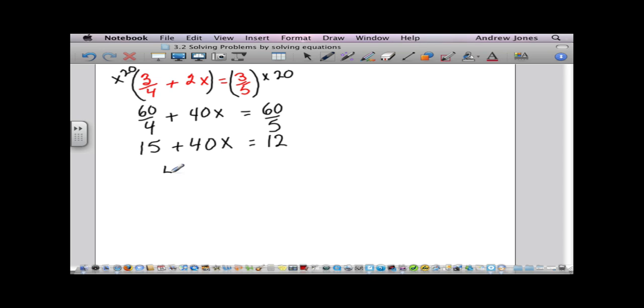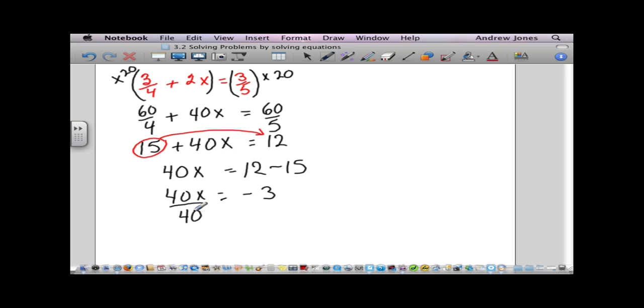On one side we want our variable. On the other side we want our numbers. So a positive 15 when it comes across becomes a negative. Right, 40x equals minus 3. We want x by itself. So the opposite of multiplying by 40 would be dividing by 40. If we do it on one side, we have to do it on the other side. So our answer is x equals minus 3 over 40.